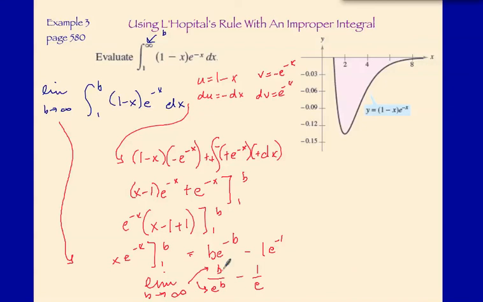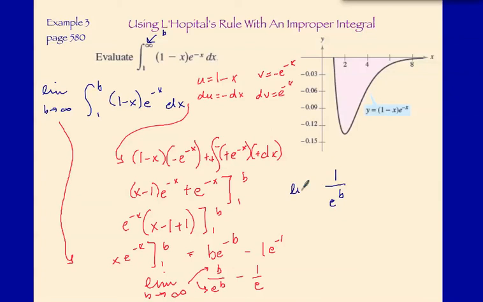We get an indeterminate form, infinity over infinity, which is why we're going to use L'Hopital's rule. We don't need to use L'Hopital's rule with 1 over e because that's a constant. It doesn't even have a b in there. This is the guy that we're trying to deal with. So let's take the derivative. We take the derivative of b, that's 1. We take the derivative of e to the b, it's e to the b.